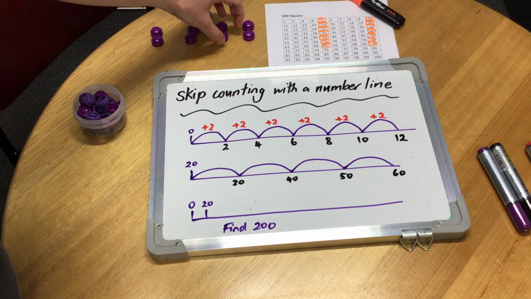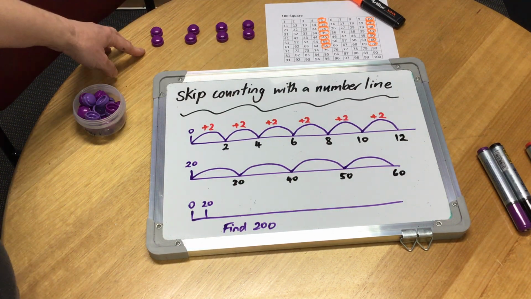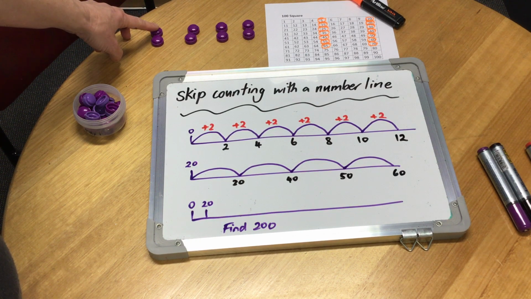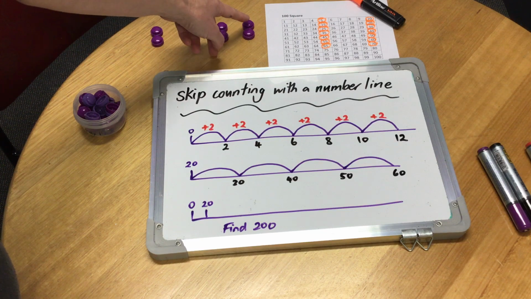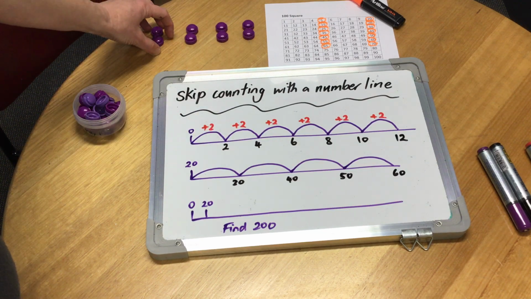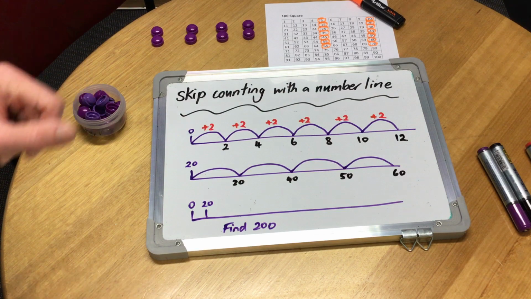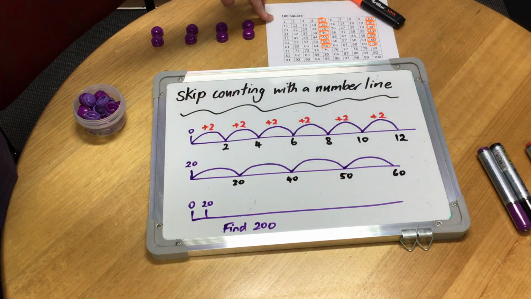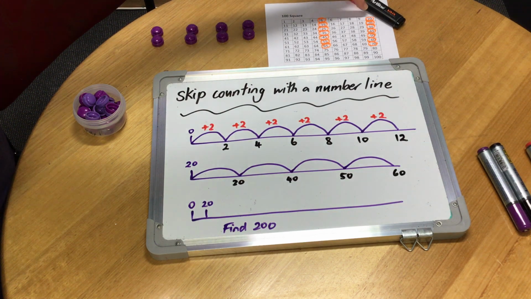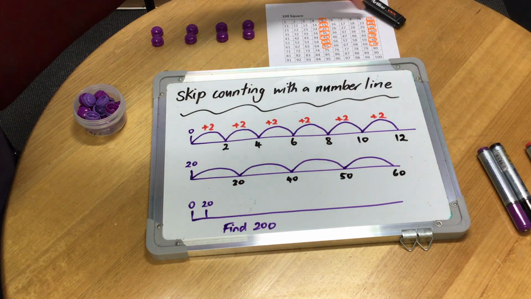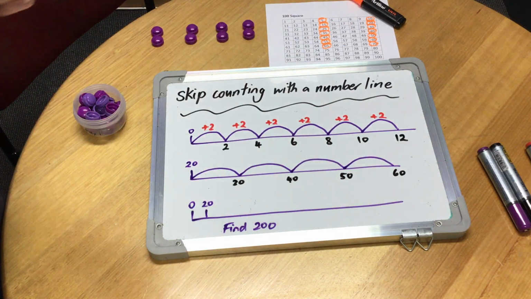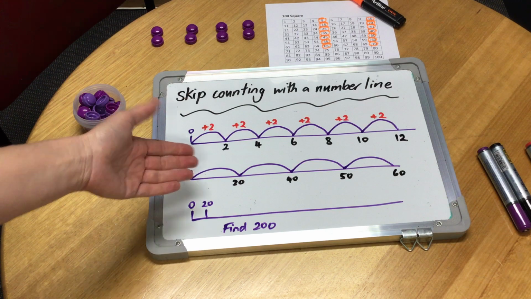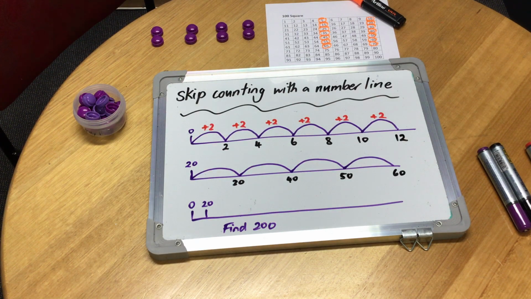2, 4, 6, 8. When we first learn, we may go 1, 2, 3, 4, 5, 6, 7, 8, until we get the hang of 2, 4, 6, 8. We also skip count using a 100 square. You can see this child has skip counted by 5s: 5, 10, 15, 20, 25, 30, and so on. And then we also skip count using number lines.